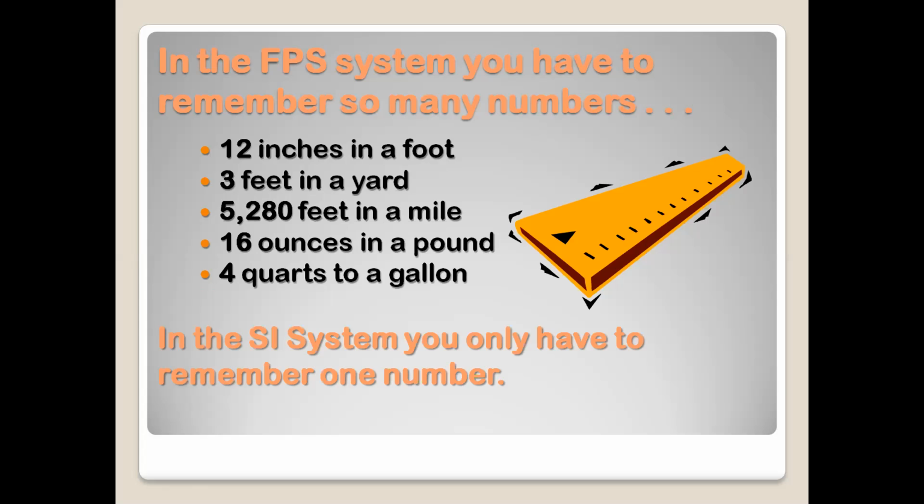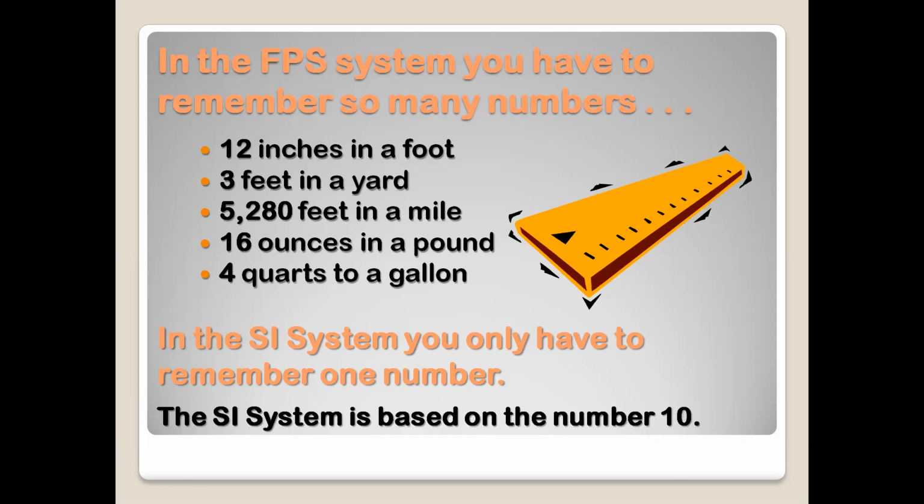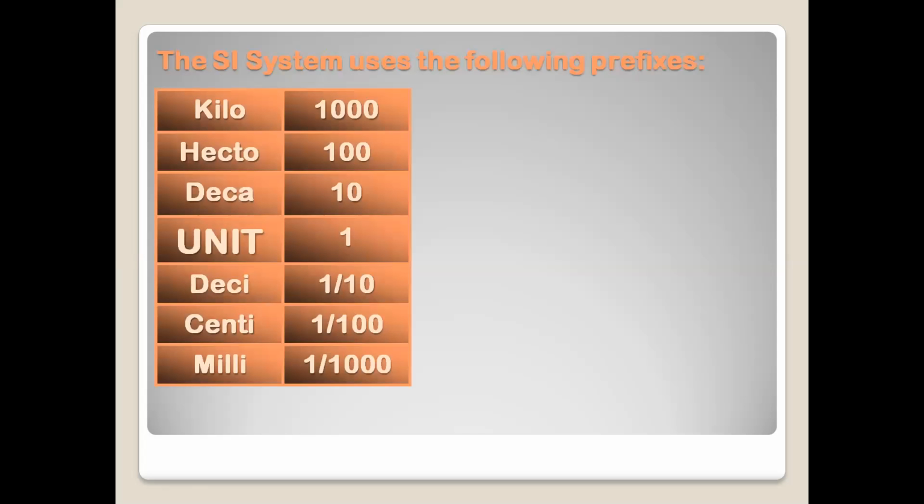But in the SI system, you only have to remember one number. Whether you are converting from smaller to bigger, whether you are converting units of length or mass or volume, you just have to remember one number, which is the number 10, because the SI system follows the metric unit conversion system. Metric conversion means you can use powers of 10 to convert from bigger to smaller or from smaller to bigger units. We'll see some of the prefixes.